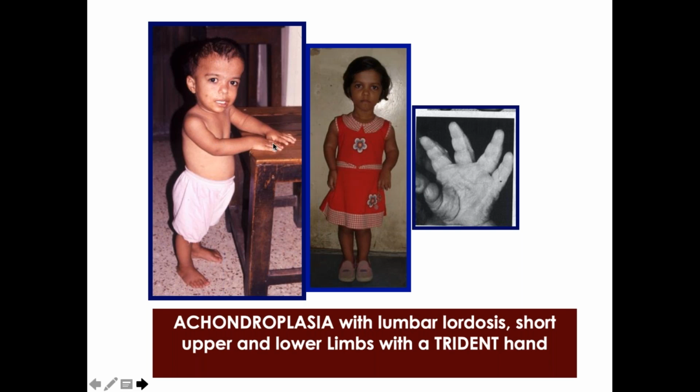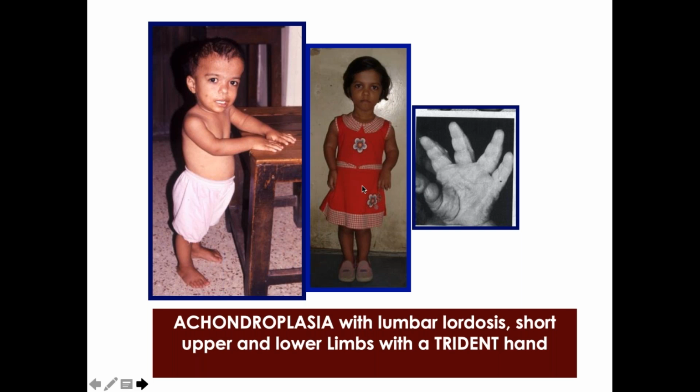You can see very clearly that this child's upper segment, that is the rhizo segment, is short, the meso segment is okay, and the acro segment is small. So this is rhizomelic limb shortening. So this is a disproportionately short stature, because the limbs are shorter than the trunk.